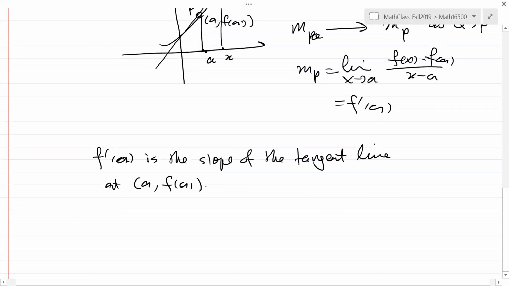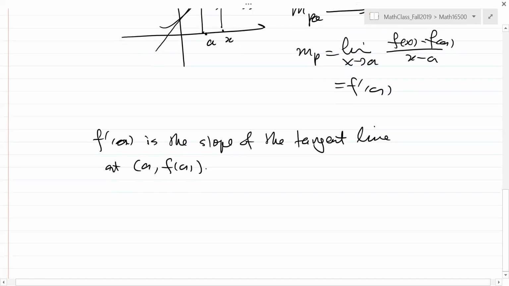And if the function is a position function, then the slope will be the instantaneous velocity at that point. If some quantity is given by f of x, then the derivative is actually the instantaneous rate of change.